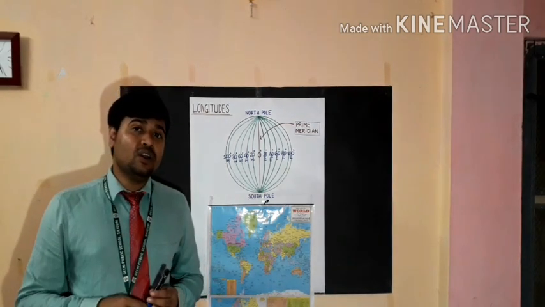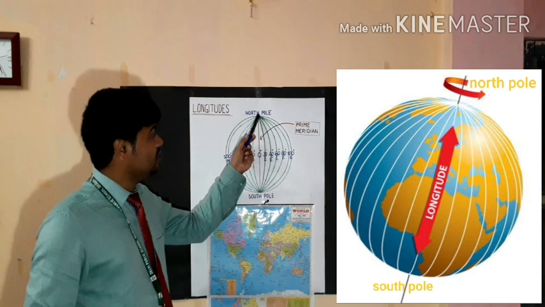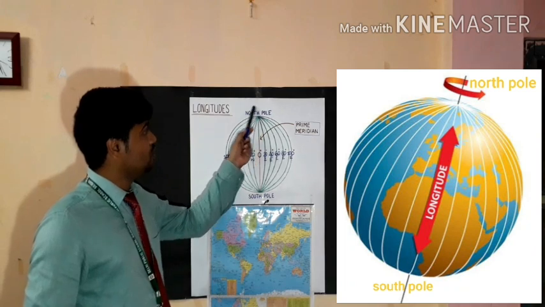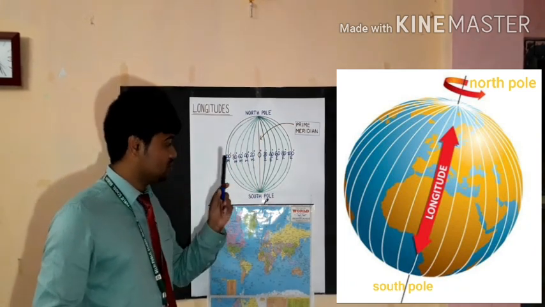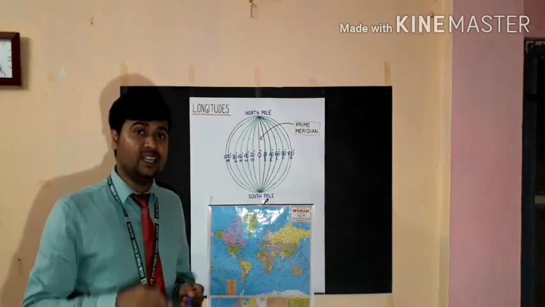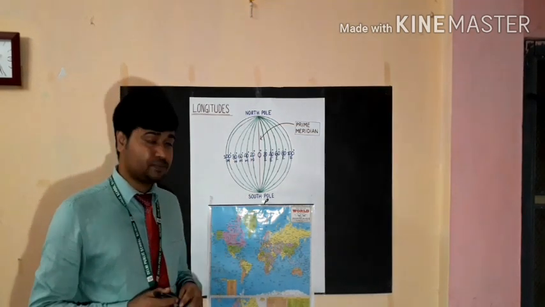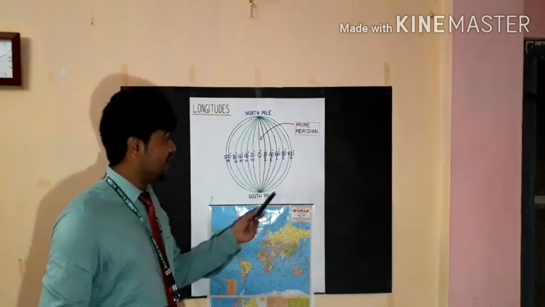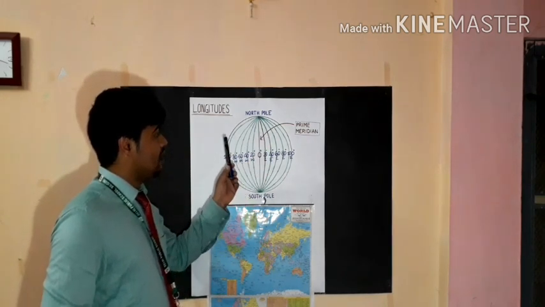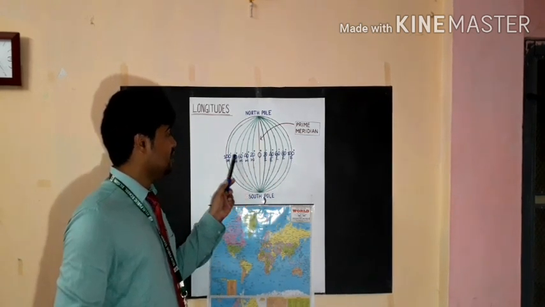Now tell me, what are longitudes? Longitudes are imaginary vertical lines which extend from North Pole to South Pole. As you can see in this diagram, these lines are longitudes, and I have drawn some lines on the eastern side and some lines on the western side.